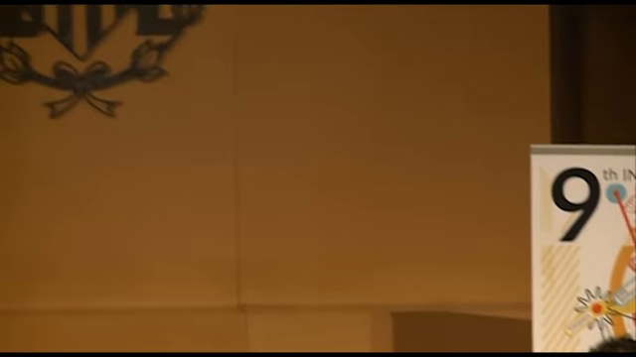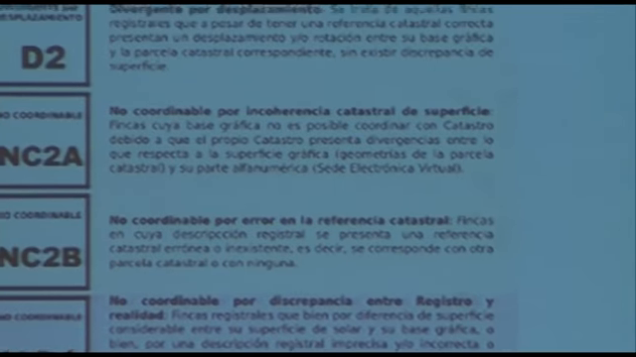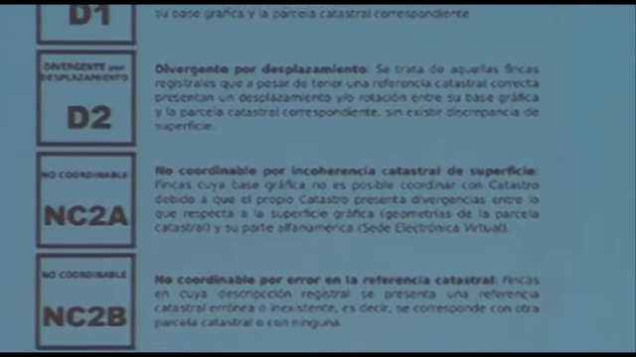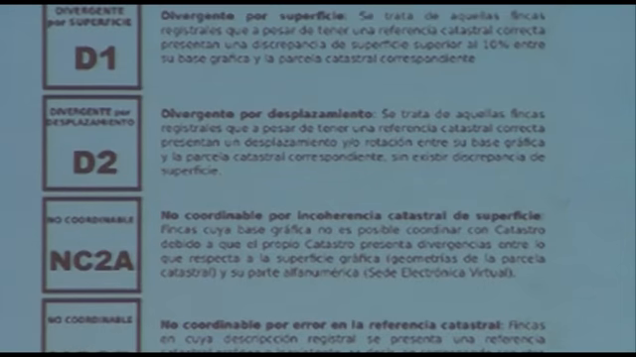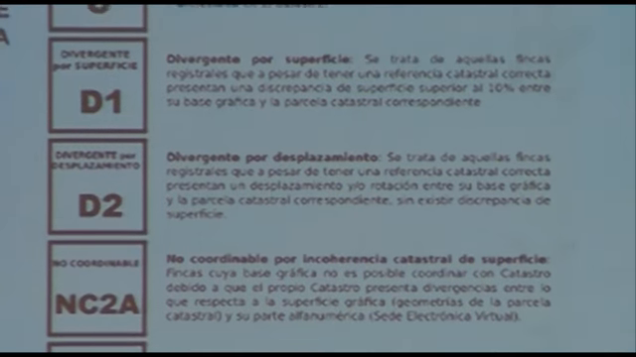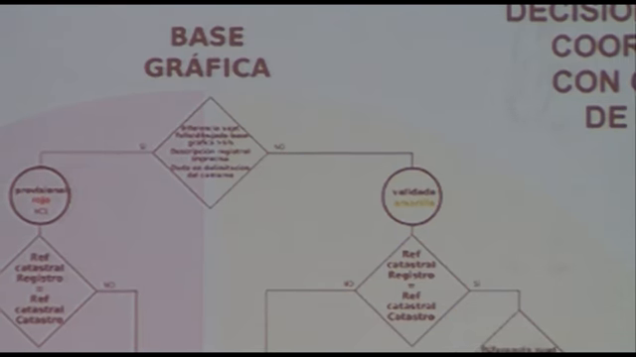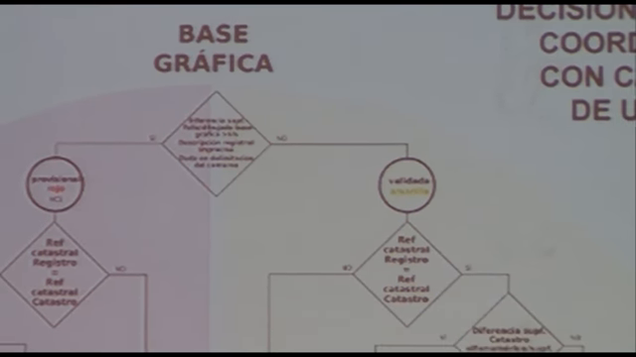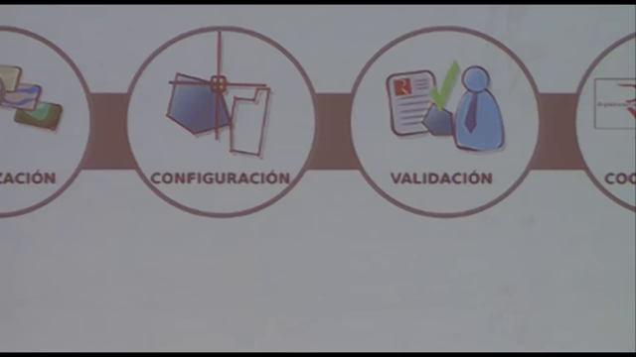Here are all possible coordination statuses. Ideally, C for convergence should be ticked, should be checked. That means both institutions have the same information, but areas, for instance, may be different. The footage of a property may differ.